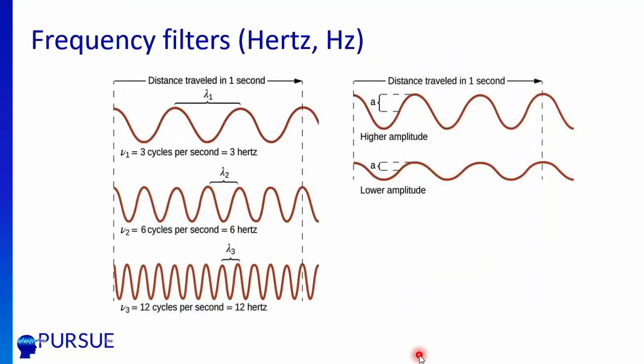EEG can be measured in frequencies, which are cycles per second. So sine wave cycles per second. The measure of that is hertz. So 1 hertz is 1 cycle per second, for example.